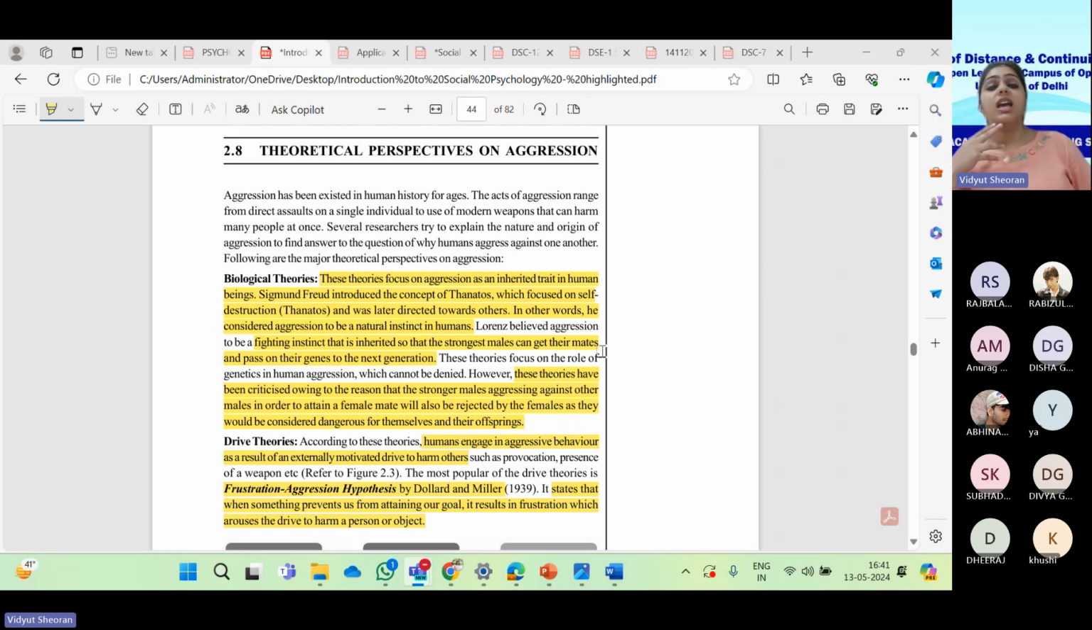उस फ्रस्ट्रेशन की वजह से हमारा एंगर लेवल बढ़ सकता है, हमारा अग्रेशन बढ़ सकता है. So it states that when something prevents us from attaining our goal, it results in frustration. हम आगे बढ़ना चाह रहे हैं लेकिन कोई चीज हमें रोक रही है, पीछे खींच रही है, उससे वो फ्रस्ट्रेशन है, which arouses a drive to harm a person or object. Then we get vindictive कि अच्छा किसी के वजह से हमारा काम रुक रहा है, उस पे हम अपना एग्रेशन दिखाते हैं. This way, frustration and aggression are linked to each other.